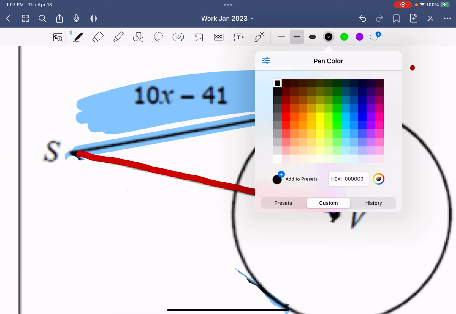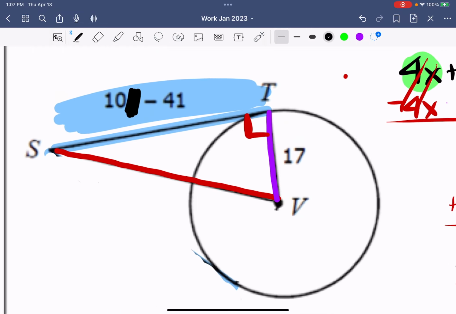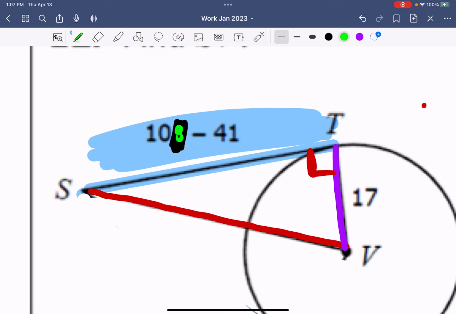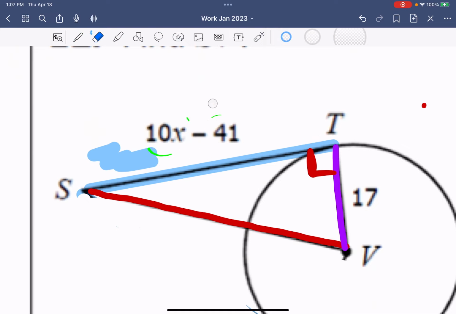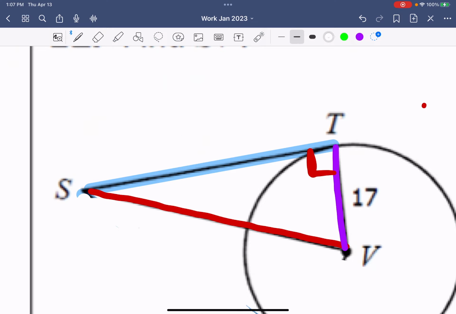So we're gonna erase the x and we're gonna put the answer for x that we got, which was 8. Okay, so we're gonna put 8 in here and we're gonna do 10 times 8, which is 80, and subtract 41. So it means that S to T is 39. Because you multiply these two numbers and subtract 41. All right, so because I know that, again, I'm just gonna scribble this out. I don't need the equation anymore, and now I can replace it with the number 39, which is better.